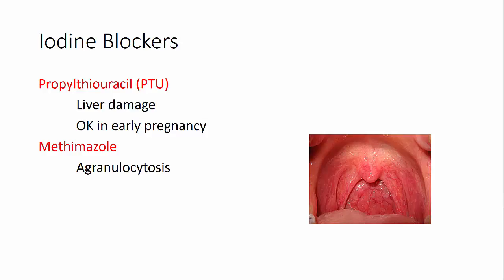PTU, in fact, blocks the conversion of the less active T4 to the more active T3 thyroid hormone in the tissue space. One very dangerous side effect of methimazole is agranulocytosis, a reduction in white blood cell count. The patient needs to be given written instructions with this drug and told that if they develop a fever or a sore throat that they need to report immediately.